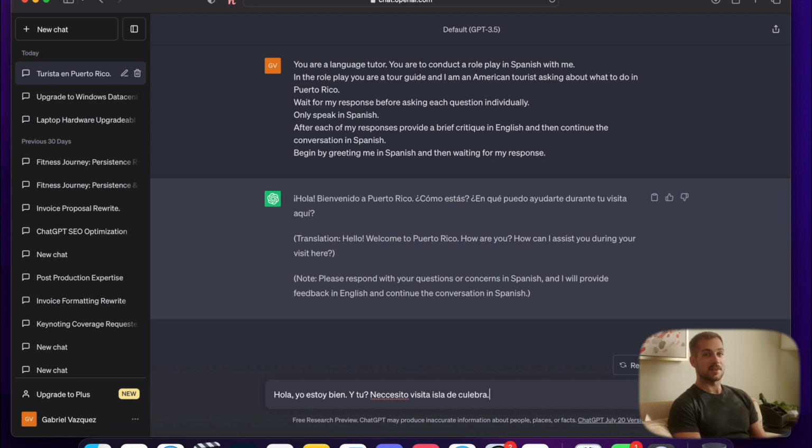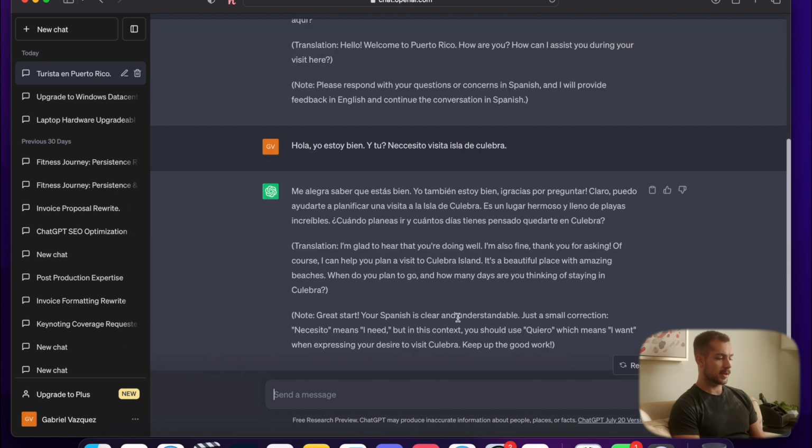All right, so I gave my best attempt at a response here in Spanish, so let's input that and see what it does. Your Spanish is clear and understandable, just a small correction. Necesito means I need, but in this context you should use quiero, which means I want, when expressing your desire to visit Culebra. Keep up the good work. So I could continue this conversation, and this can help me really quickly start to better understand the language and learn it at a fast rate.